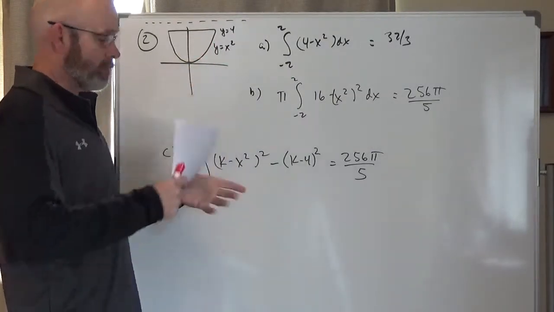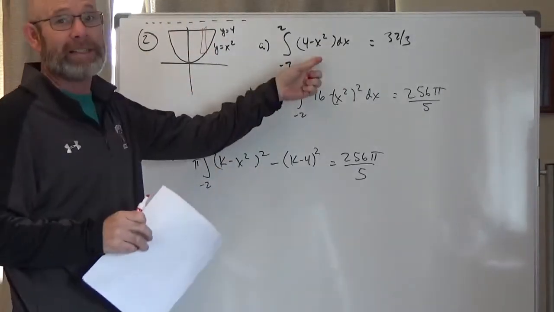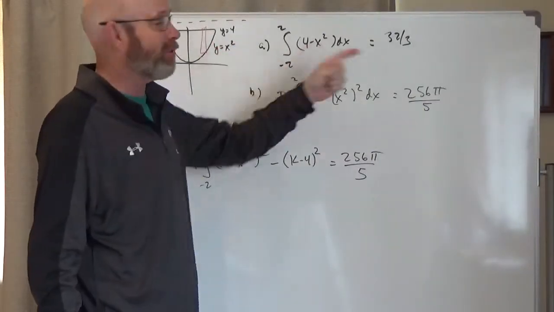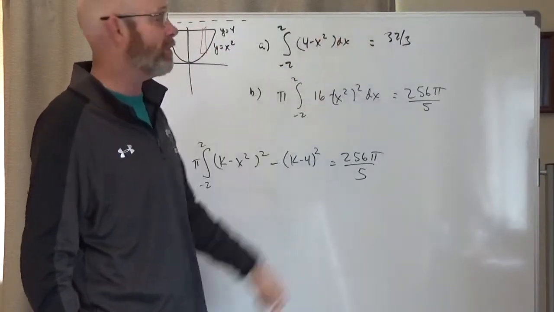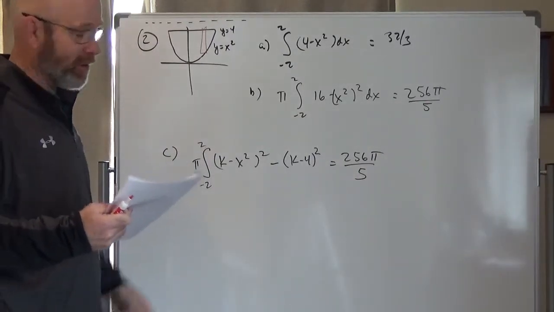Top curve minus bottom curve. If I draw on the little rectangle, it's just 4 minus x squared. I actually did this by hand, but you can do this on your calculator, of course. Whatever the decimal value of that is fine. It's 32/3.